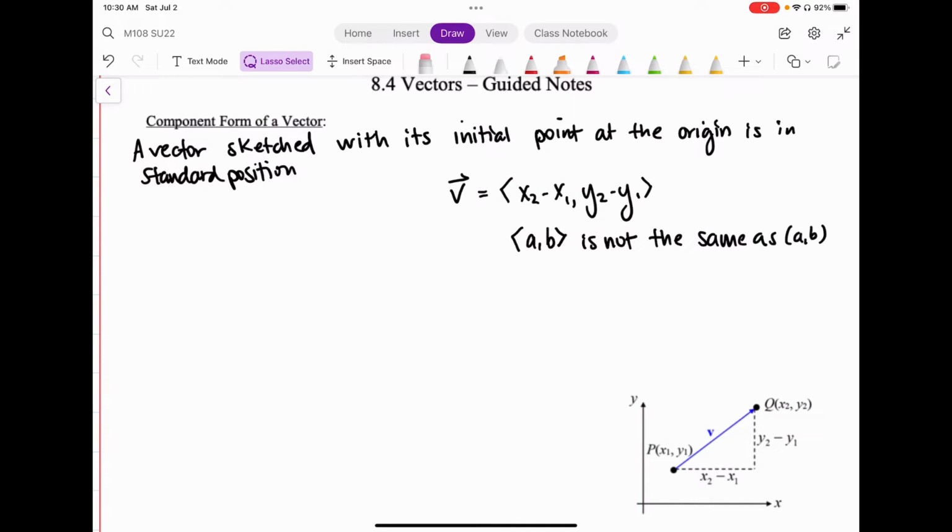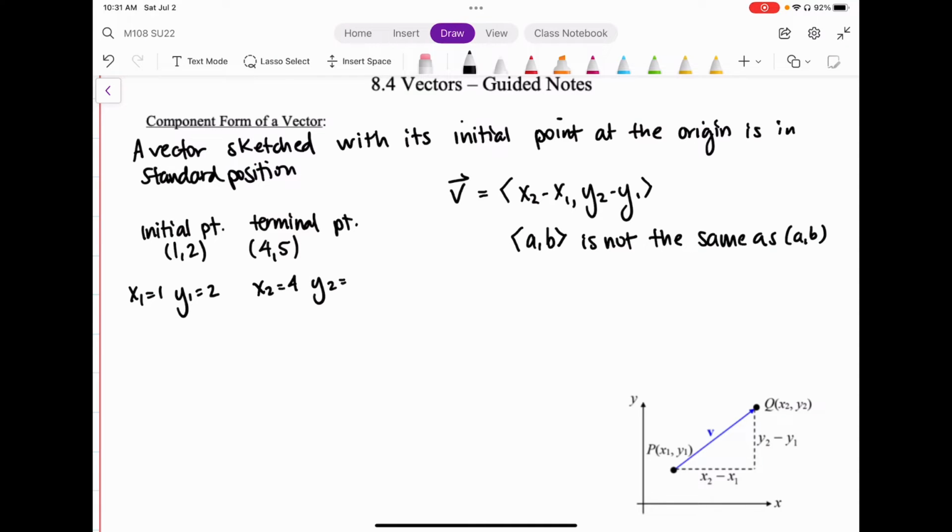Notice that these are not parentheses, and this is not the same notation as parentheses with values. You can calculate component form of a vector if you're given 2 points. For instance, if I said the initial point is 1, 2, and the second point is 4, 5, what's the component form? Initial point 1, 2, terminal point 4, 5, this means that x1 is equal to 1 and y1 equals 2 and x2 equals 4 and y2 equals 5. And so then component form, let's say that this is vector A. Component form of vector A is found by taking 4 minus 1 and 5 minus 2. And then component form would be 3, 3.